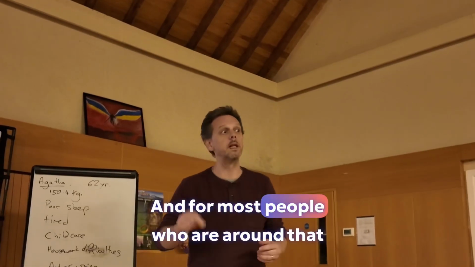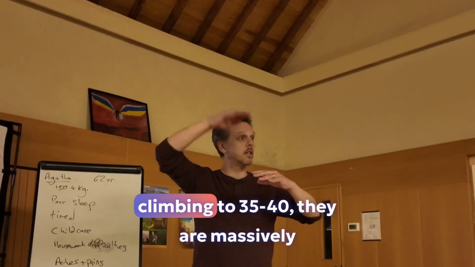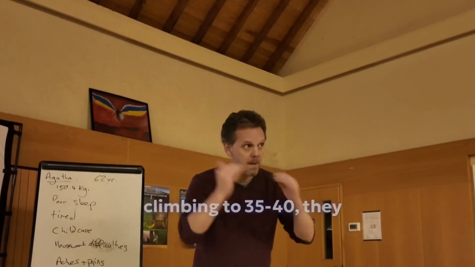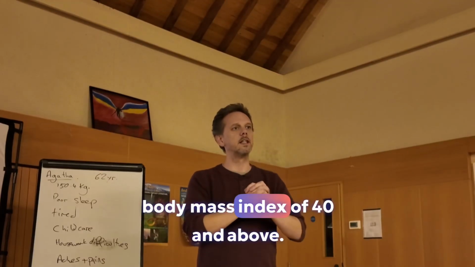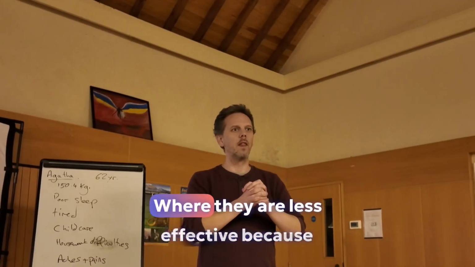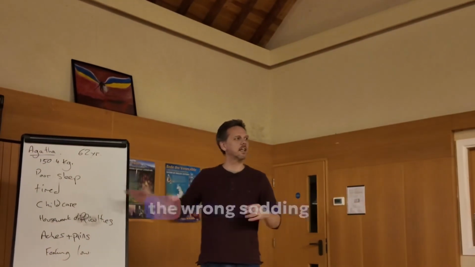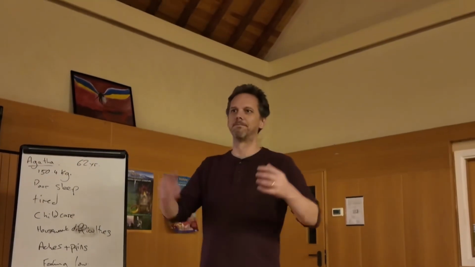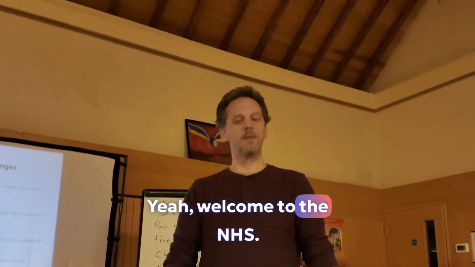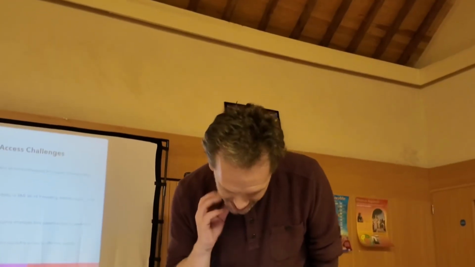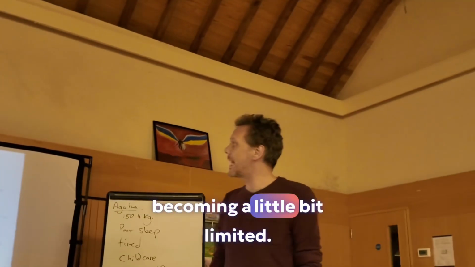And for most people who are around that body mass index of 30 and climbing to 35, 40, they are massively effective. And I can only prescribe them to people with a body mass index of 40 and above, where they are less effective because they're approaching Agatha's problem. So we're targeting the wrong group. That's powerful, of course. Welcome to the NHS. At the moment, everything is becoming a little bit limited.